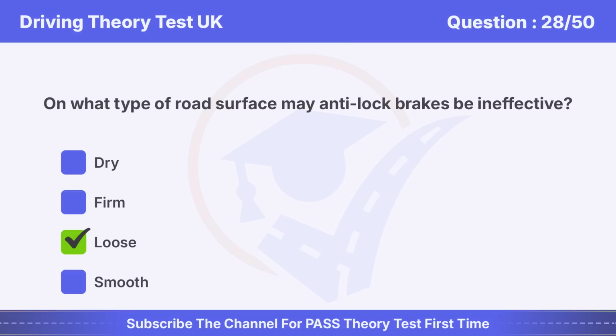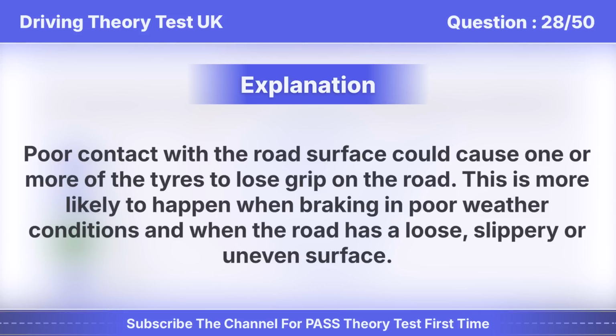Answer is C, loose. Poor contact with the road surface could cause one or more of the tires to lose grip on the road. This is more likely to happen when braking in poor weather conditions and when the road has a loose, slippery, or uneven surface.